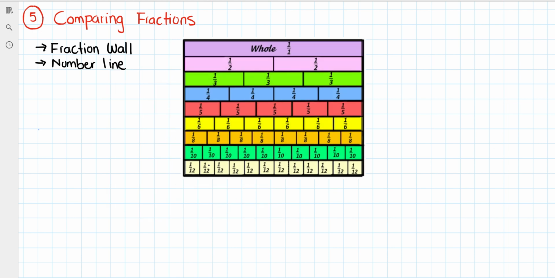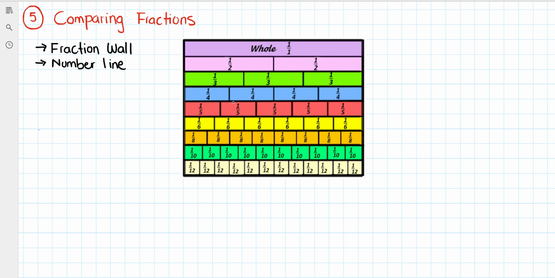But this is a fraction wall. So what is this fraction wall saying? If you can see here, they start with the whole, and then they divide that whole into two pieces. So they have a half and another half, and then they take the same whole and divide it into three pieces, so they have a third, and then fourths, fifths, sixths, and then eighths, tenths, and twelfths.